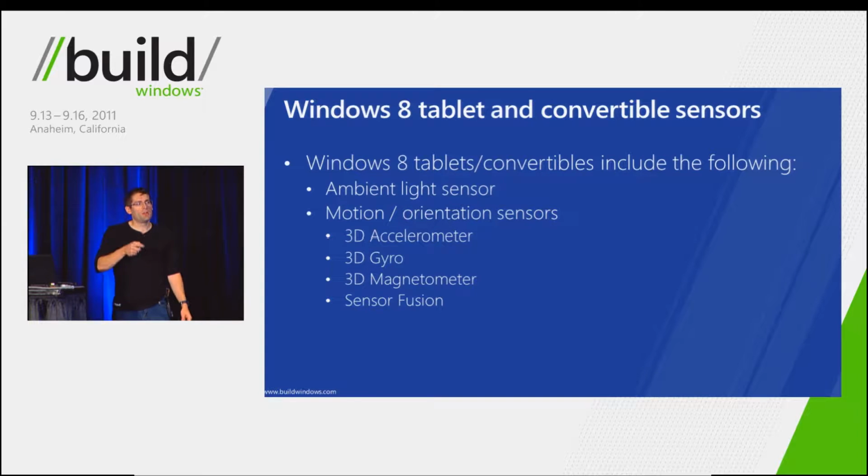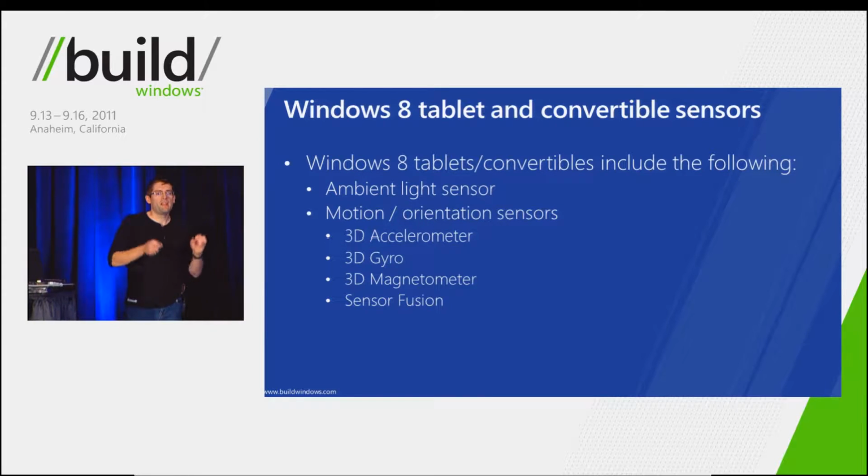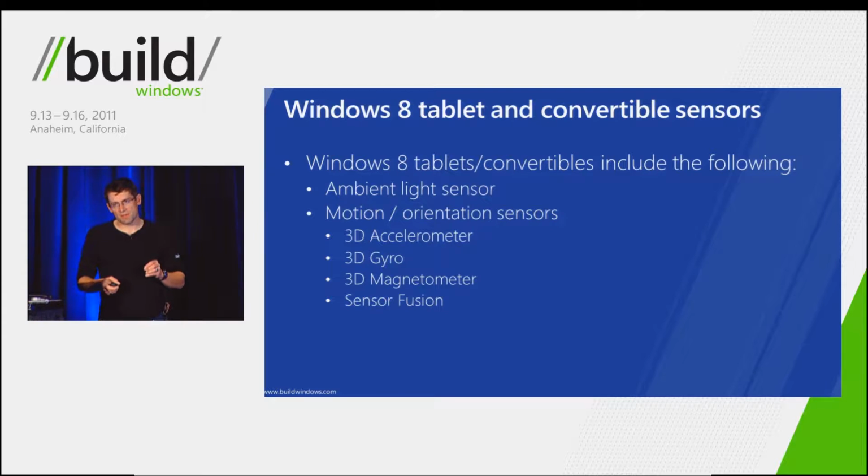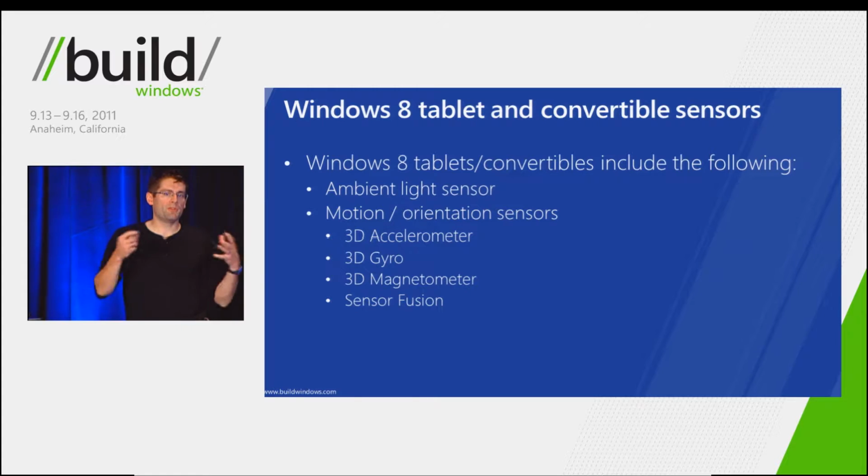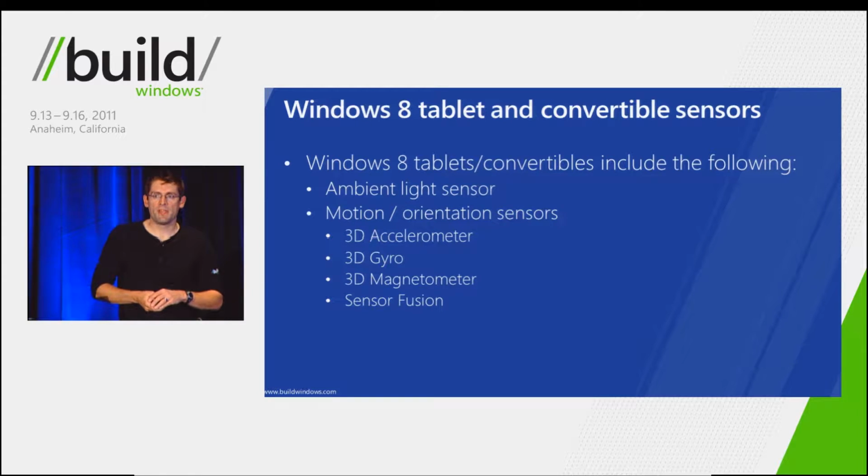So every tablet or convertible tablet designed and certified for Windows 8 has the following: an ambient light sensor, which is used by the system to automatically control our screen backlight level. A full suite of motion and orientation sensors, including a 3D accelerometer, a 3D gyro, a 3D magnetometer, and the sensor fusion technology that binds these sensors all together to expose powerful new hardware capabilities. So these are the sensors.